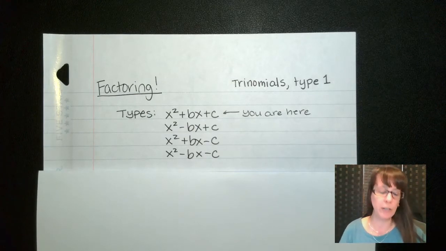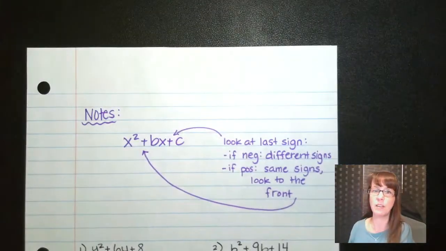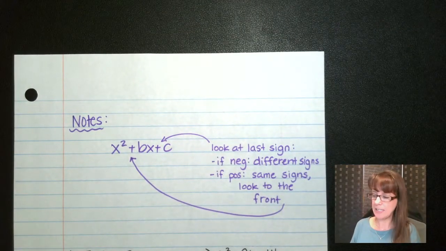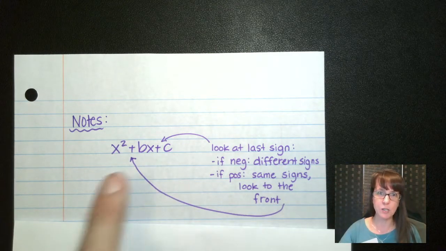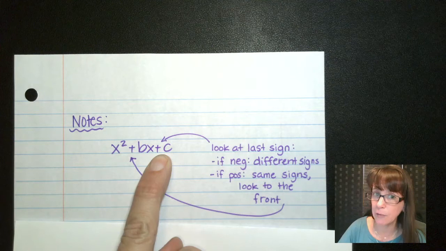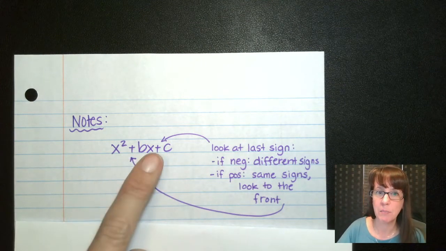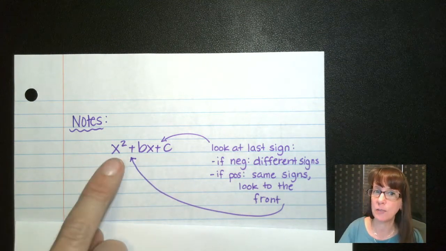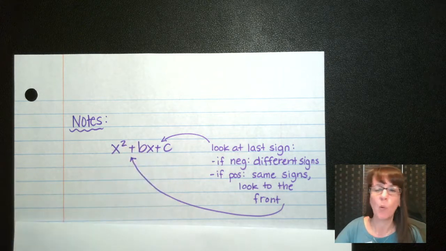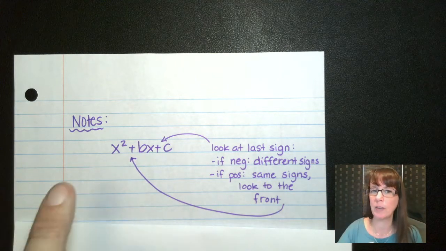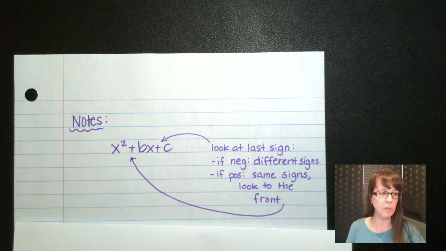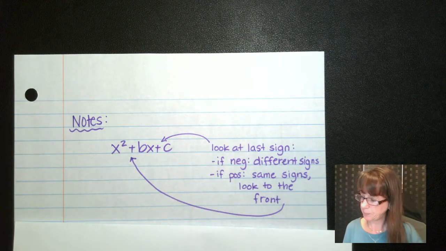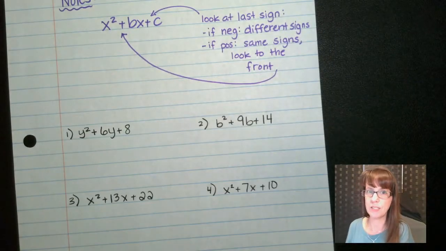So what I do want you to write down is grab your notebook and you are going to take notes on these. So here is a squared plus bx plus c. Here's how we do these. You look at your last sign. If it is negative, different signs. If it is positive, same signs, and then you have to look at your front one. So if this is negative, we don't care about the front one. All we care about is that last one. This will make a little bit more sense in just a second. So here's what we do. We take these guys right here, so let's get started.